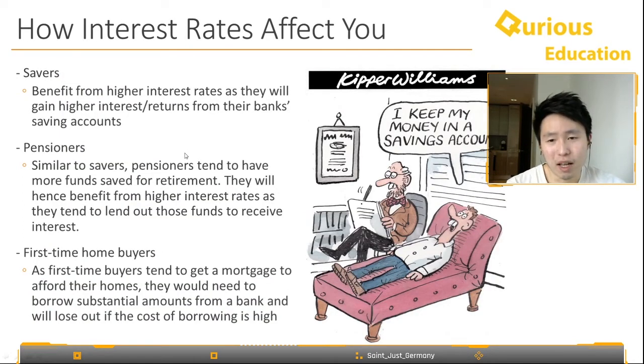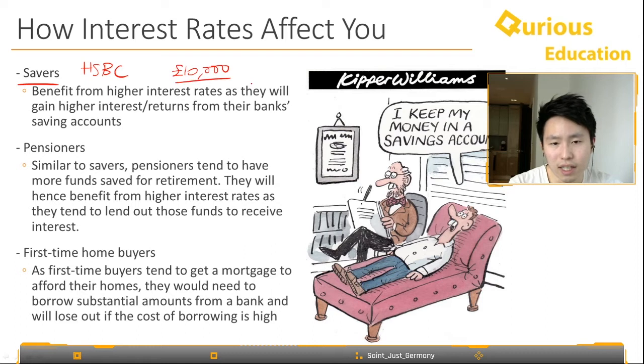Now let's look a bit at how interest rates actually affect us. Depending on what type of person you are, interest rates would affect you differently. It might be beneficial or it might be detrimental. If you are a saver, so if you have a savings account with HSBC or Barclays, for example, then actually you don't earn a lot of interest, even though the bank does pay you interest. So maybe if you deposit like 10 grand or something, you might only get like £1 a year. So the interest is like 0.01% or something like that. So it's kind of ridiculous.